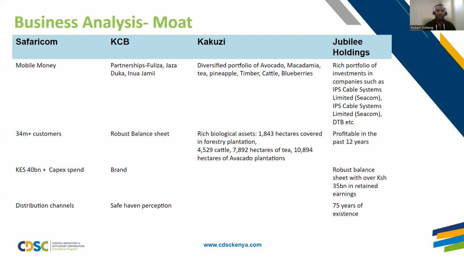So they have pineapple, cattle, blueberries, macadamia, and avocado, which is quite interesting now when you look at exports. They also have a lot of biological assets, 143 hectares covered in forestry plantation. They have some cattle there, tea plantations, and avocado. Those are things that you can't just start today and have a lot of assets like they do.